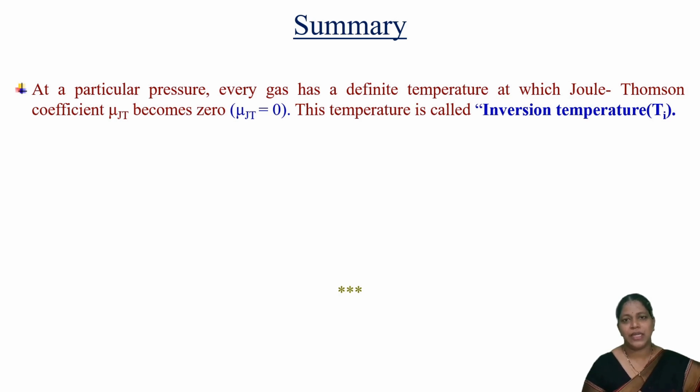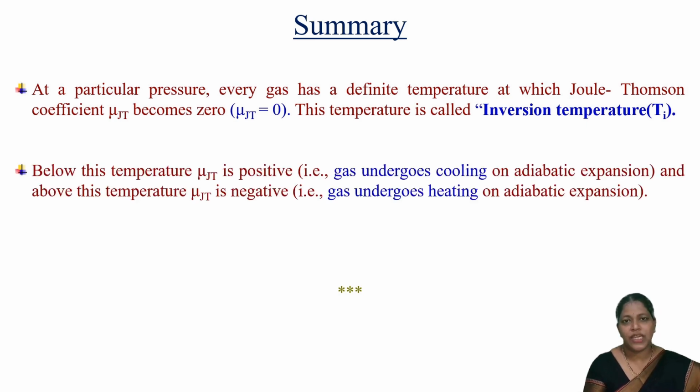We discussed that at a particular pressure, every gas has a definite temperature at which the Joule-Thomson coefficient becomes 0. This temperature is known as the inversion temperature of that particular gas. Below the inversion temperature, the Joule-Thomson coefficient is positive, that is, the gas undergoes cooling on adiabatic expansion. And above the inversion temperature, the Joule-Thomson coefficient is negative, that means the gas undergoes heating on adiabatic expansion.